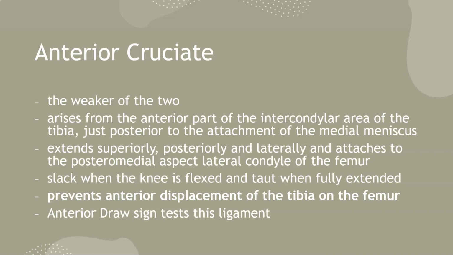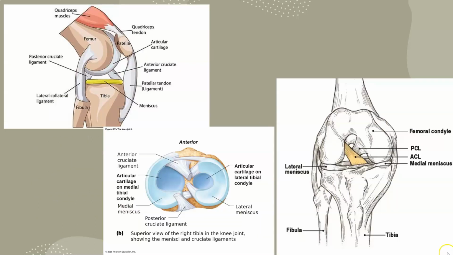It is slack when the knee is flexed and taut when the knee is fully extended. In other words, it prevents anterior displacement of the tibia on the femur. So in extension, with this anterior cruciate ligament, the tibia cannot move forward. We do a test called the anterior drawer sign, which you'll learn in semester 3, where we actually pull the tibia towards ourselves to see whether or not it's being held in place by this ligament.